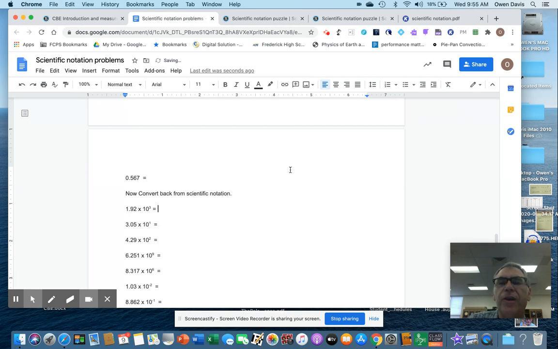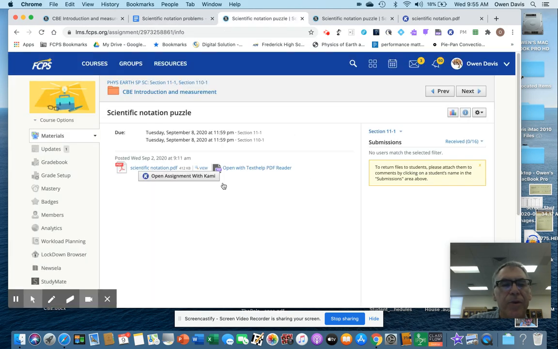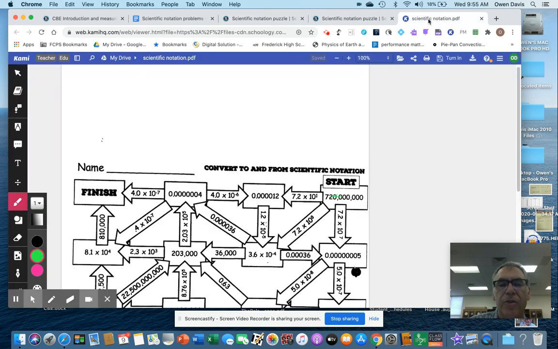So that's what I want you to do today, and then when you finish, I have this scientific notation puzzle, and here's something new for you. When you click on that, you're going to see this in Schoology, and then you're going to hit this open assignment with Cami. What Cami does is allow you to draw. Then you're going to click over on the left. You can use drawing, and then you're going to go to the start and see if you can figure out this puzzle.